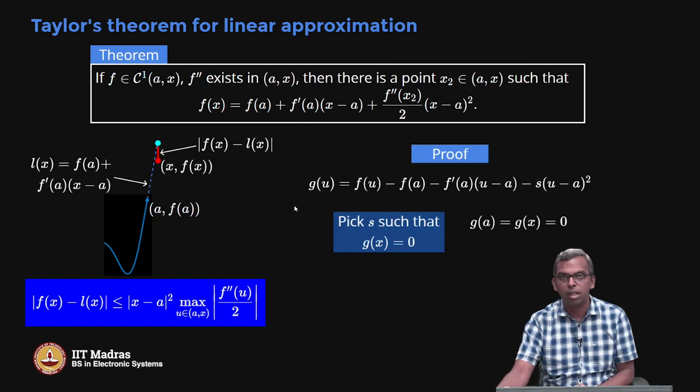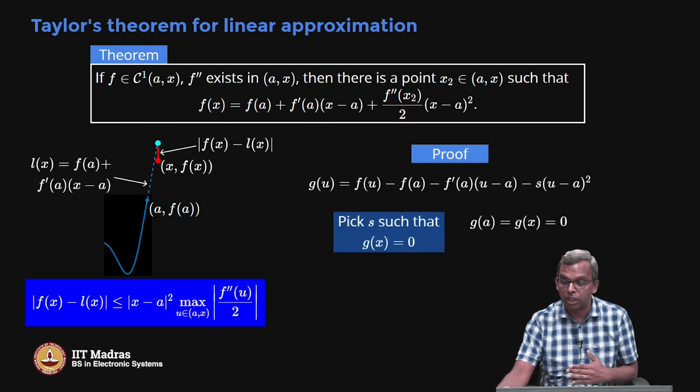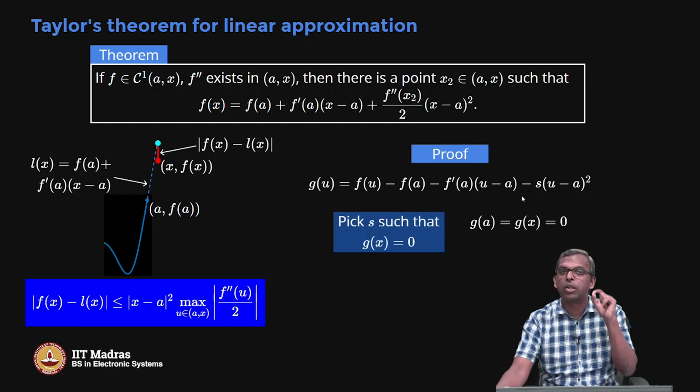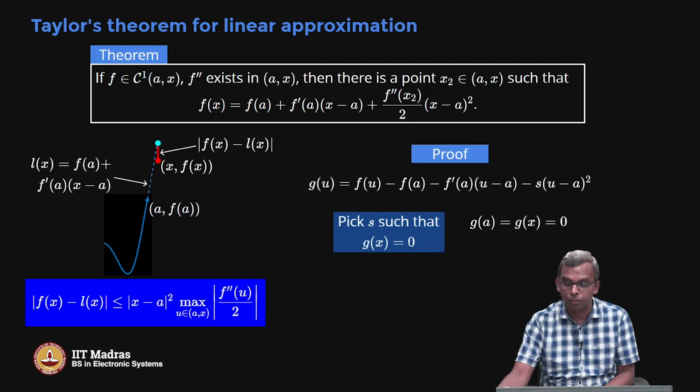First thing I'm going to do, okay, so let me take that back. Not for any s, g of u looks like this, but I'm going to pick a specific value for s. What is my specific value for s? I'm going to pick s such that g of x is equal to 0. This s is going to be selected so that g of x is 0. That can be done, right?